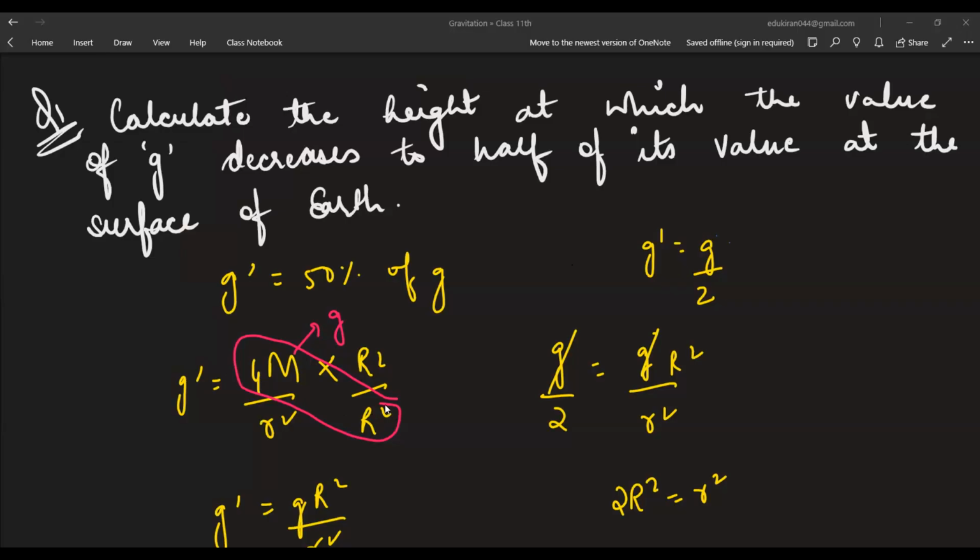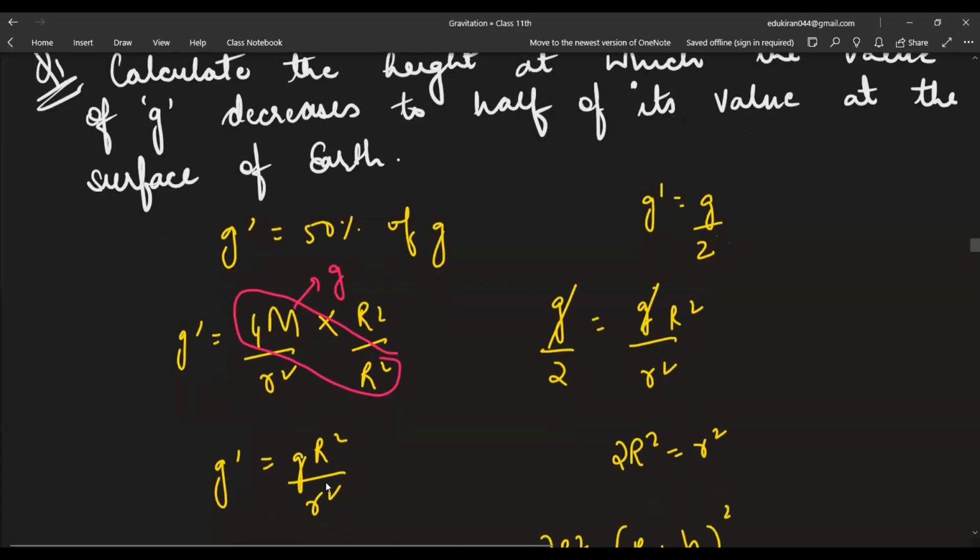What we are doing here, we are multiplying it by R square. This way, GM by R square can be extracted and it will give us g. So we will have g R square by small r square. Correct? Till this equation, is everything clear to all of you? Yes, ma'am. Okay. Now, g dash is equal to g by 2. So we have substituted it here. g got cancelled. 2R square is equal to small r square.